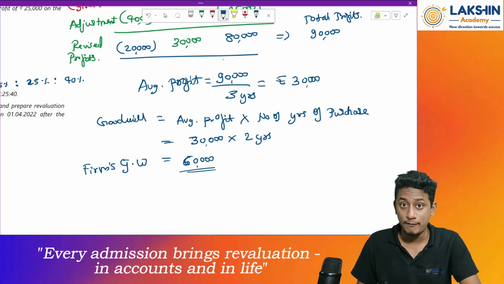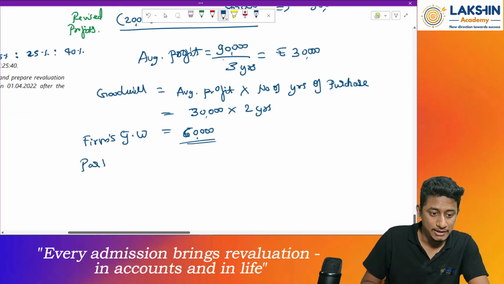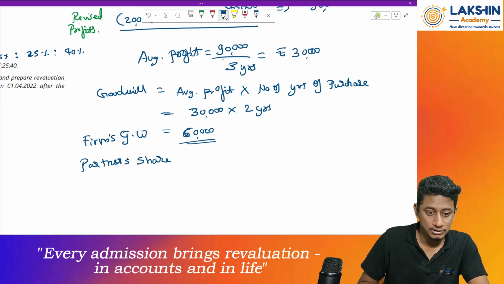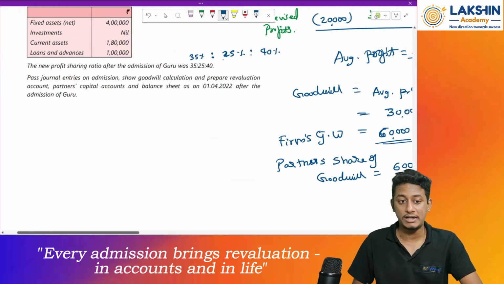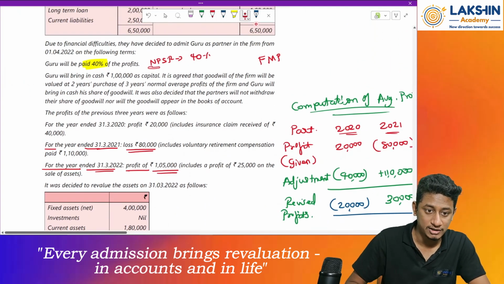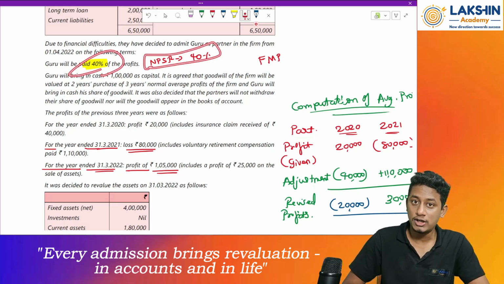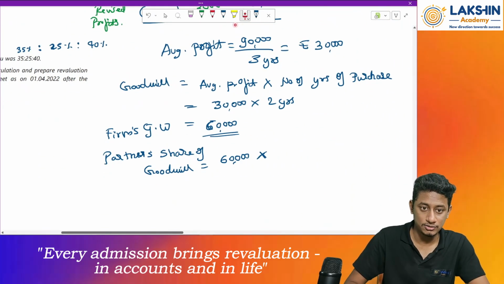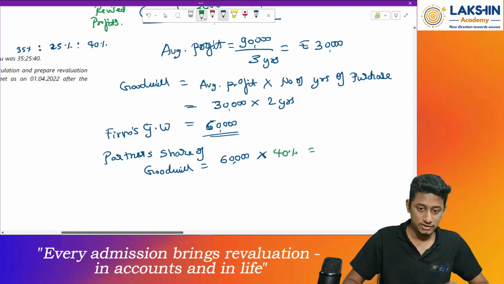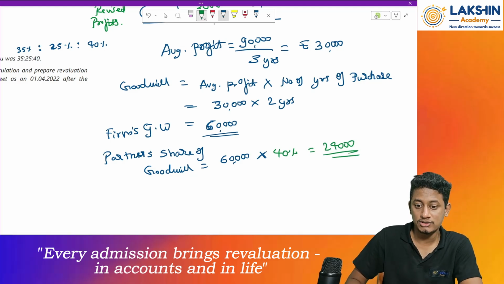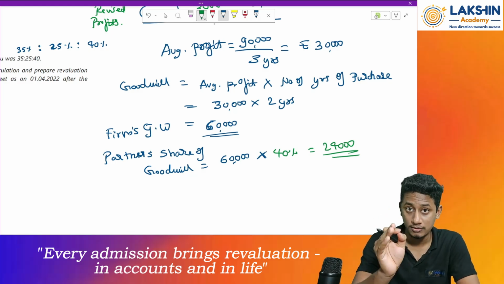Now how to find the value of partner's goodwill? Partner's share of goodwill will be 60,000 rupees into the profit sharing ratio given to the new partner. How much is it as per the question? 40%. 40% is the share given to the new partner. Yes. So multiplied by 40%. That will be 6 4 20. So 24,000 will be the share of goodwill of the new partner.